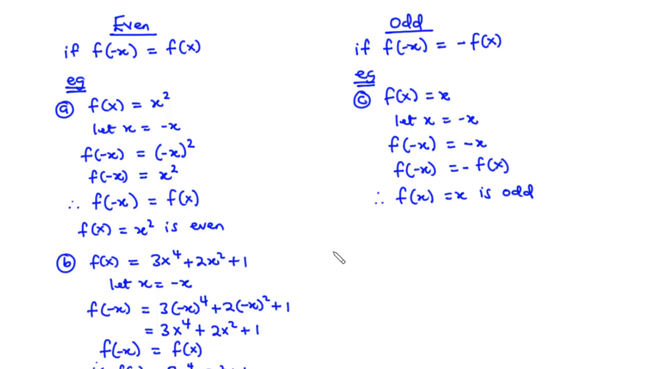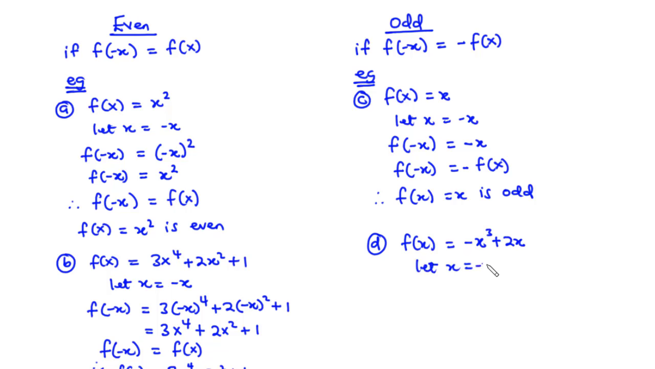You also realize that the sign in this function changed or is switched. Here we had a positive x, and then here we have a negative x. So once the sign or the signs in the function are switched, it means that that is an odd function. Let's try another example. That is f of x equals negative x cubed plus 2x.